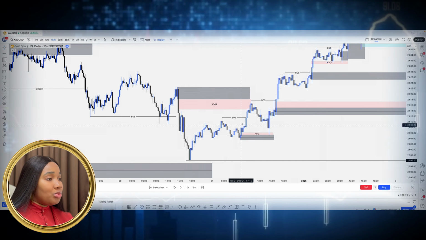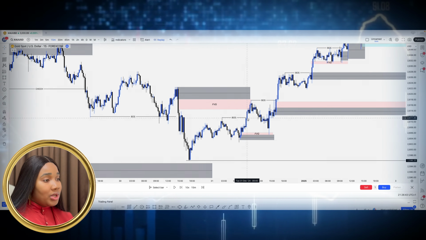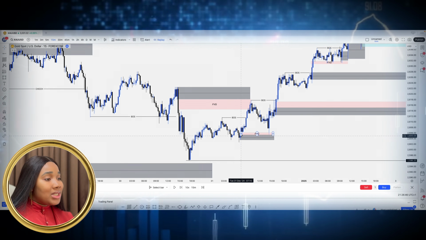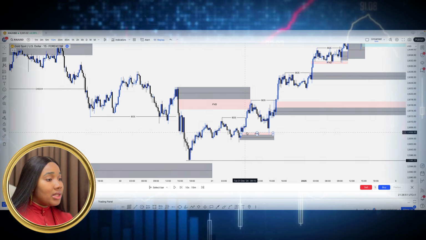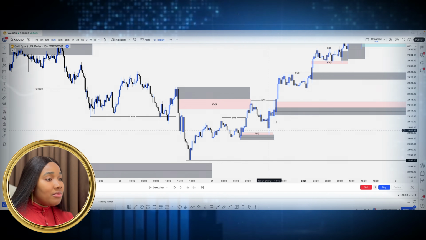Now, as price was pushing up, we got what? A break of structure here to the upside. So I also mapped out the origin that caused the break of structure and then the imbalance very close to the origin. Now, when price was pushing down from this particular FVG, what happened? It still tapped into this FVG and pushed up.